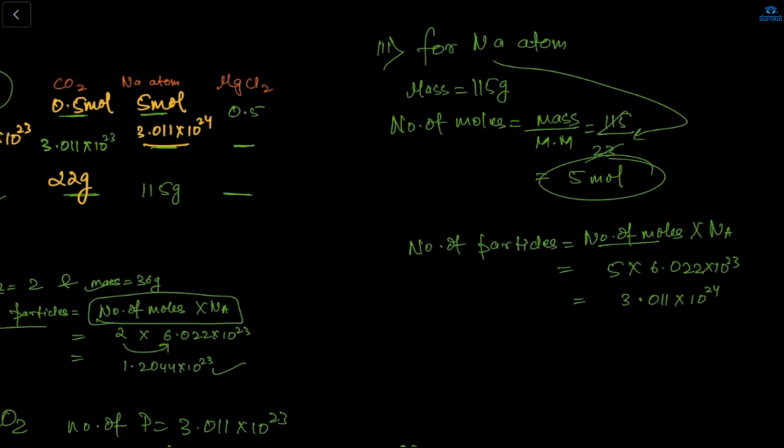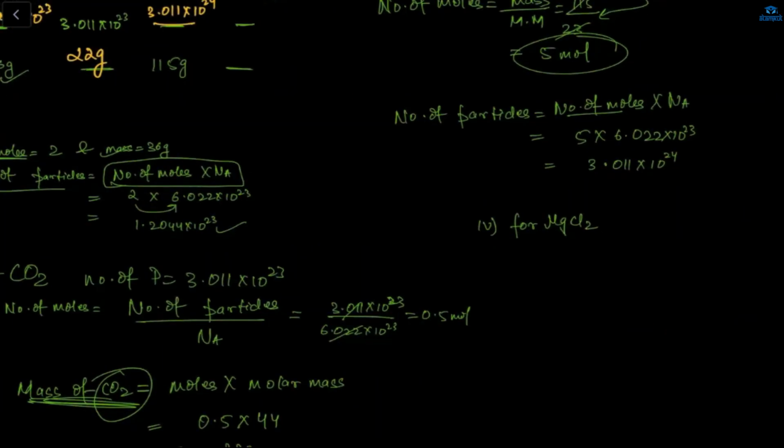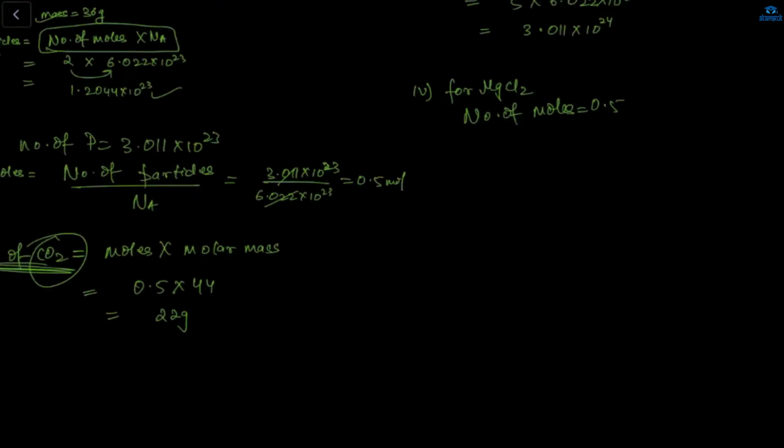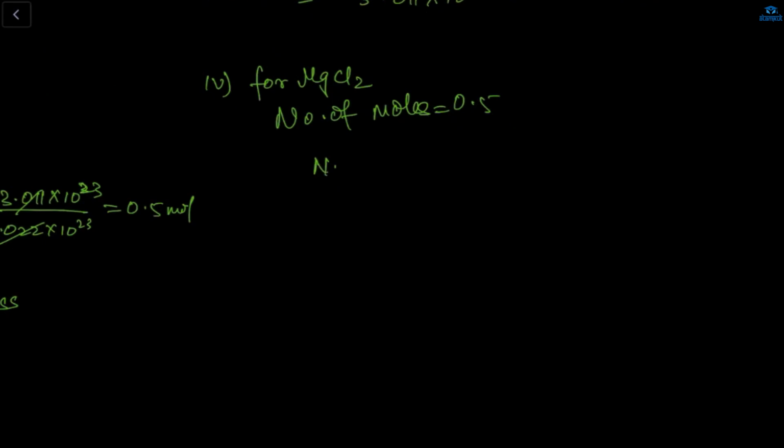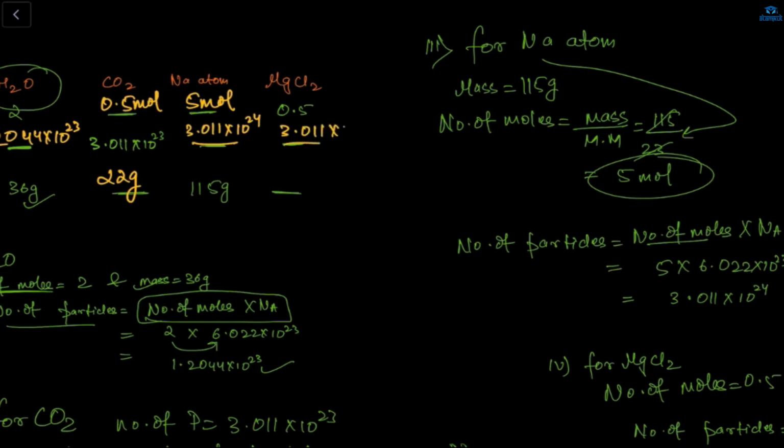Okay. So for MgCl2, last. For MgCl2, only number of moles is given, which is 0.5. What we have to find? Number of particle. Number of particle will be how much? 3.011 into 10 to the power 23. Why? Ma'am, because the number of moles is 0.5, then we'll multiply 0.5 into 6.022. Yeah. So number of particles also we got, it's 3.011 into 10 to the power 23.